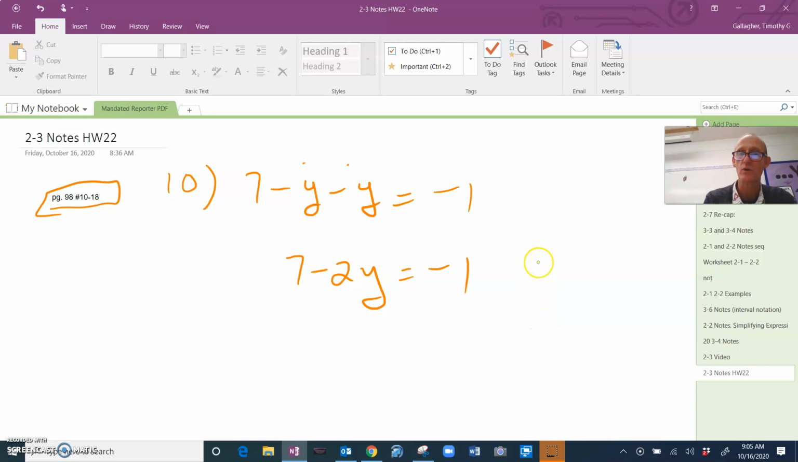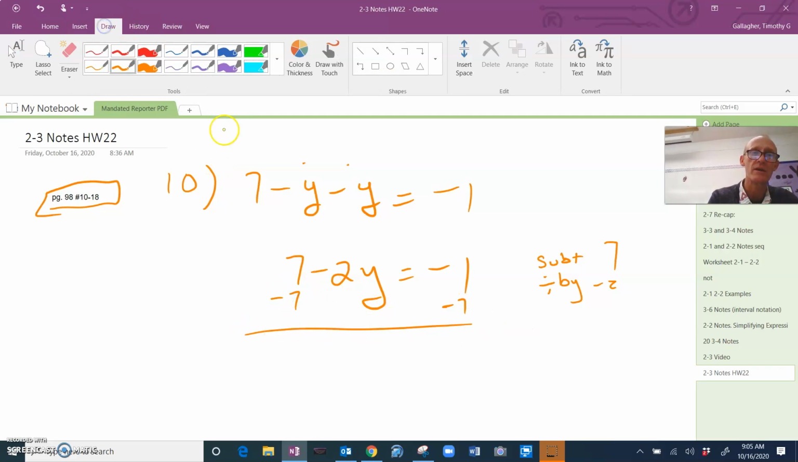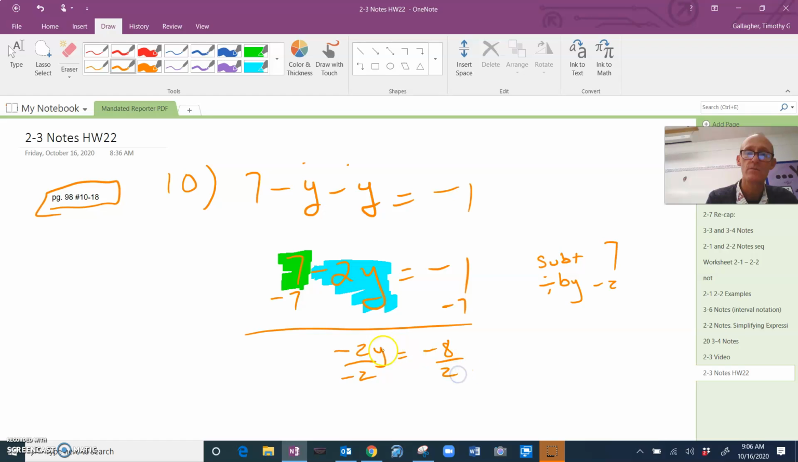Now there's two steps. We're going to subtract 7 and then divide by -2. So we're going to subtract this 7. One thing that's hard about this is this 7 is positive. Even though this negative sign is there, that negative sign is attached to the 2y. So we're going to subtract that 7, and then we get -2y here and -8 here. And then divide by -2. So y is equal to -4.